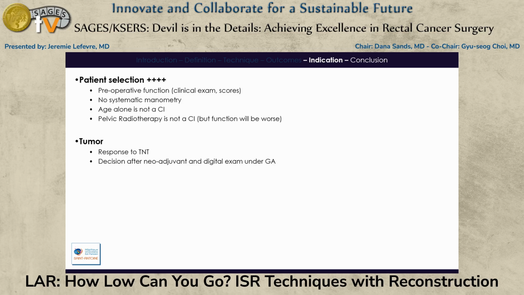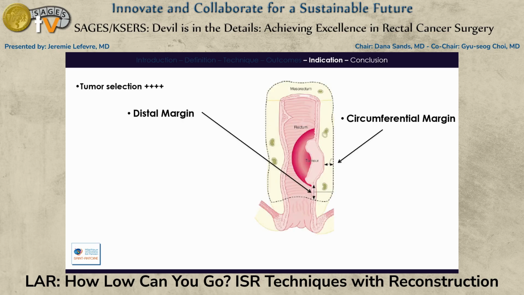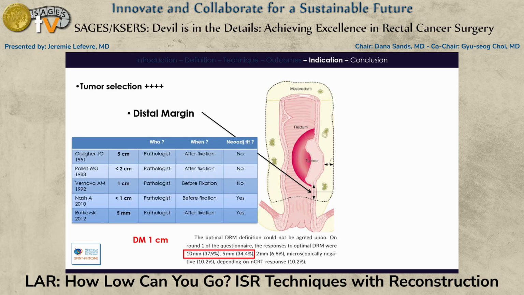Concerning the tumor, as always, you look at the response to neoadjuvant treatment and nowadays TNT. And again, you will decide after the digital exam under general anesthesia in the operating room. So for the tumor selection, we still need to keep those 2 resection margins that we know. The distal margin has decreased with time, which explains the increase in sphincter preservation. But in the Delphi consensus published in Colorectal Disease, there was no clear consensus between 1 centimeter or 5 millimeters of distal margin. I would advocate keeping an objective of 1 centimeter of distal margin.